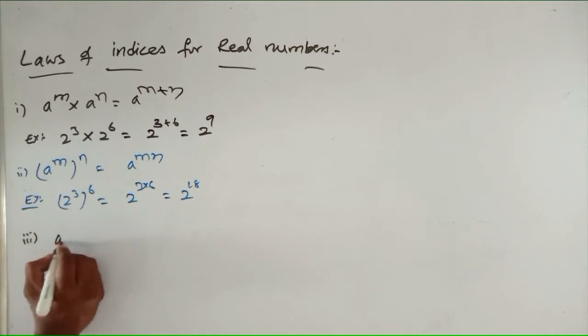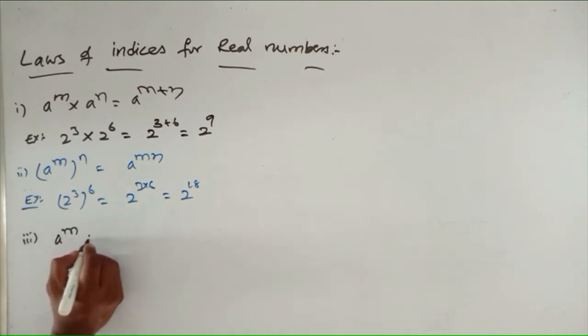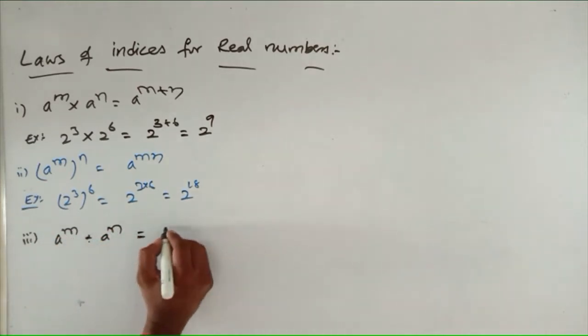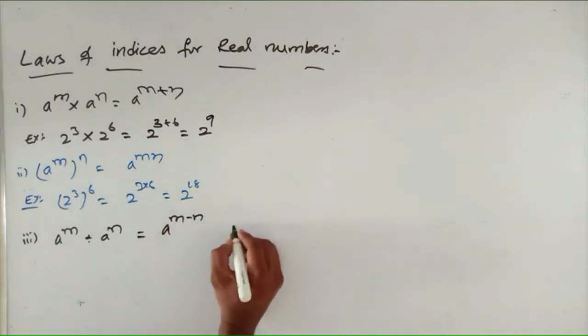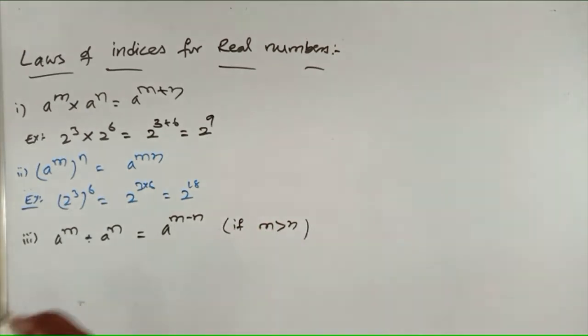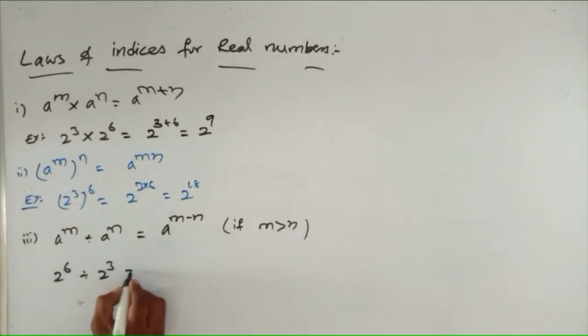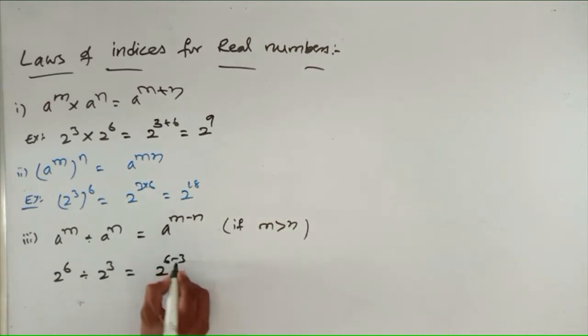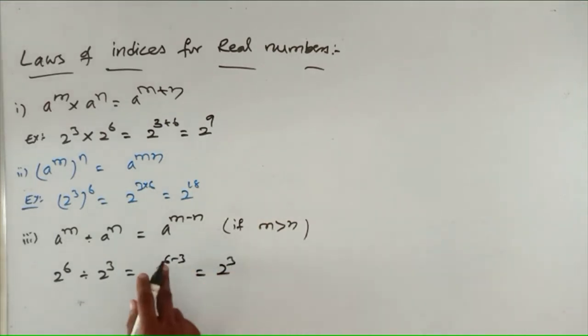The next law, the third one: a to the power of m divided by a to the power of n is equal to a to the power of m minus n. The condition should be that m is greater than n. In the same way, I am taking 2 to the power of 6 divided by 2 to the power of 3, which is 2 to the power of 6 minus 3, that is 2 to the power of 3, because here m is 6, which is greater than 3.